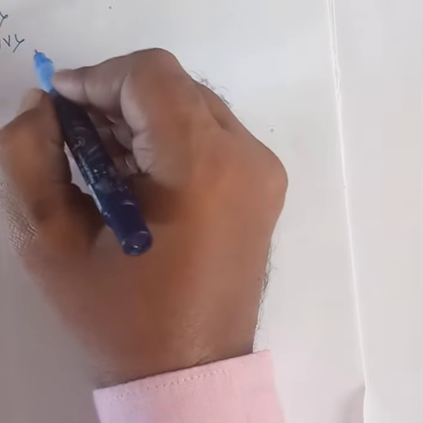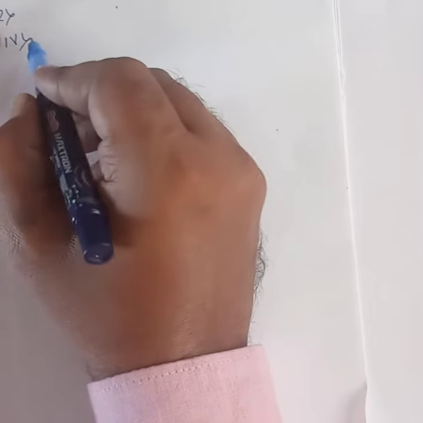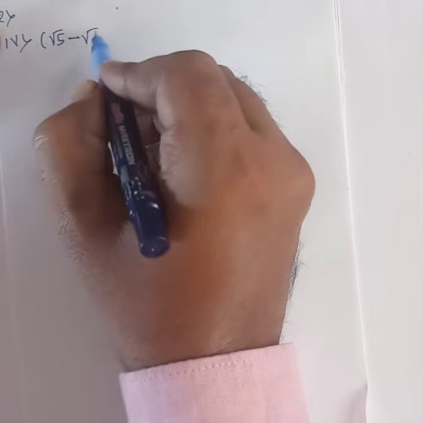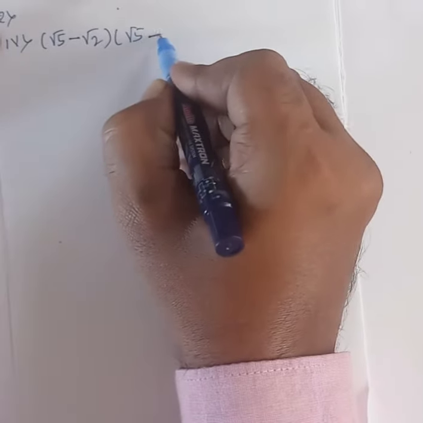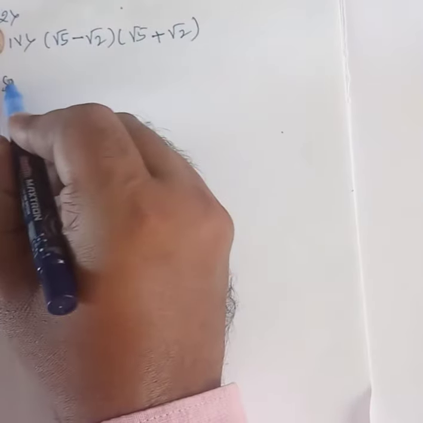Now I am going to discuss one more piece there in this main only, that is the fourth one. Second main, fourth question is root of 5 minus root 2 into root 5 plus root 2. Solution.